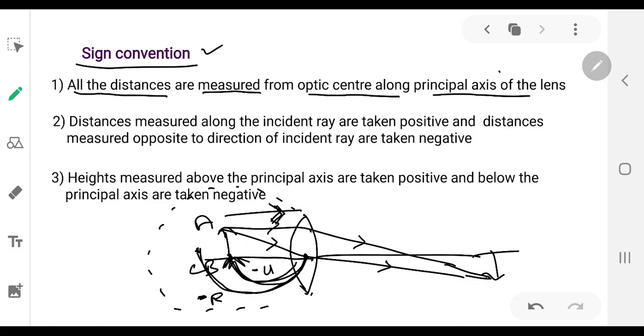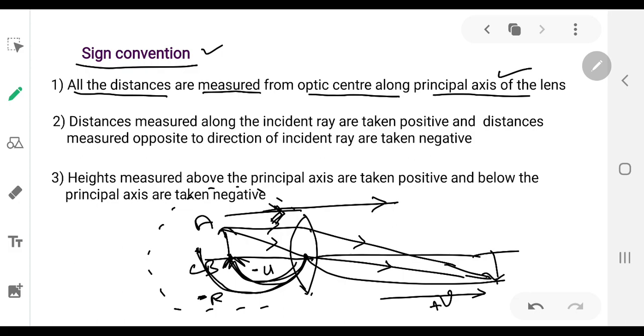Now what about the image distance? According to the first point, from the optic center to the image is the image distance. Look at the direction of measurement. It is in the direction of the incident ray. So v is taken positive. Distances measured in the direction of the incident ray are taken positive and those opposite to the incident direction are taken negative.